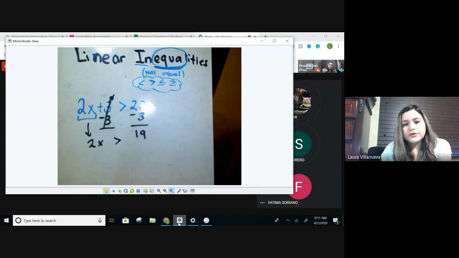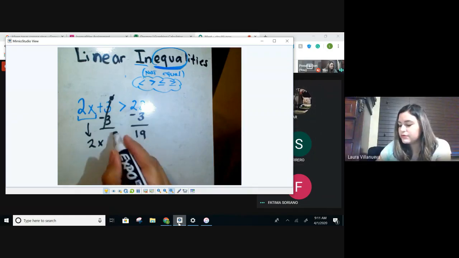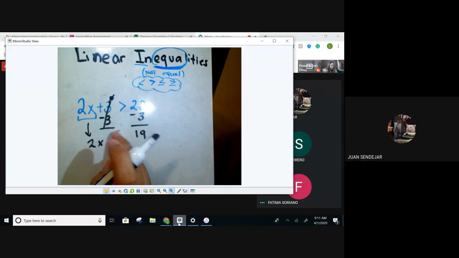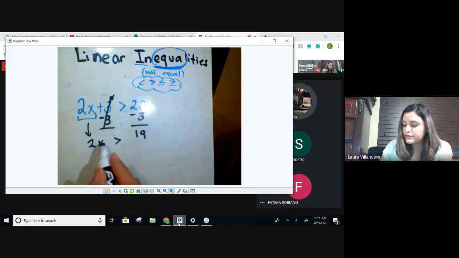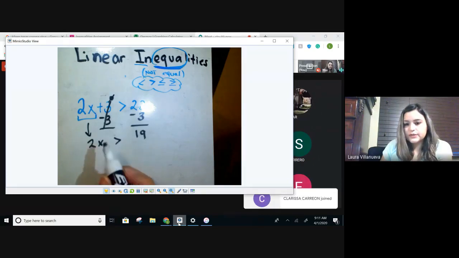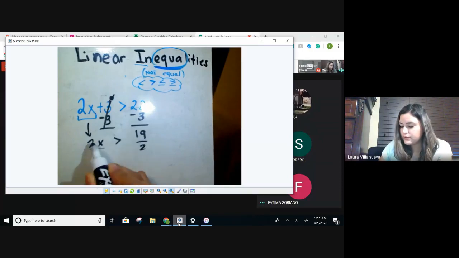From here, if this would have been an equals, what would you have done to leave the x by itself? It's multiplying by 2, so the opposite would be to divide. Divide by 2, divide by 2. 2 divided by 2 is 1. 1x is just x. x is greater than 19 over 2, and that's it, right?